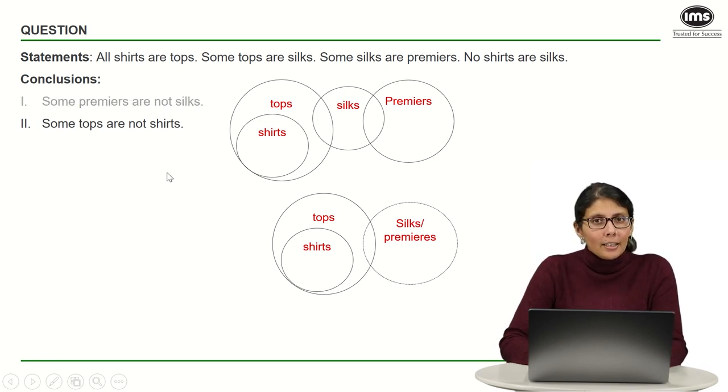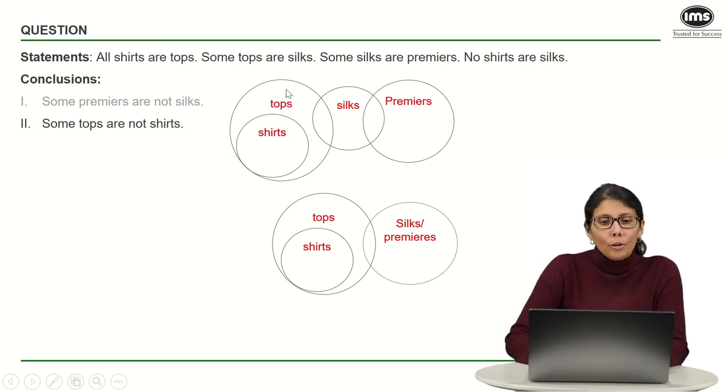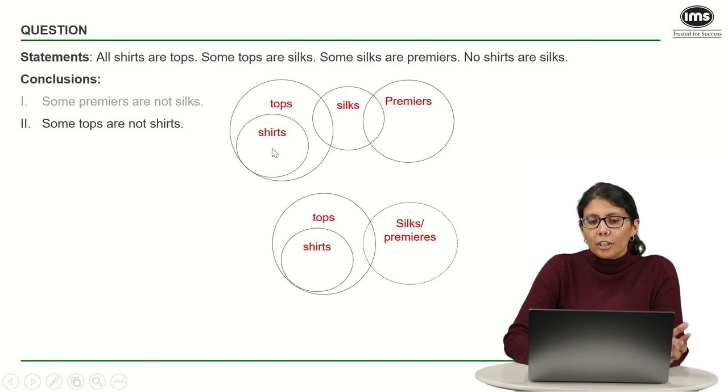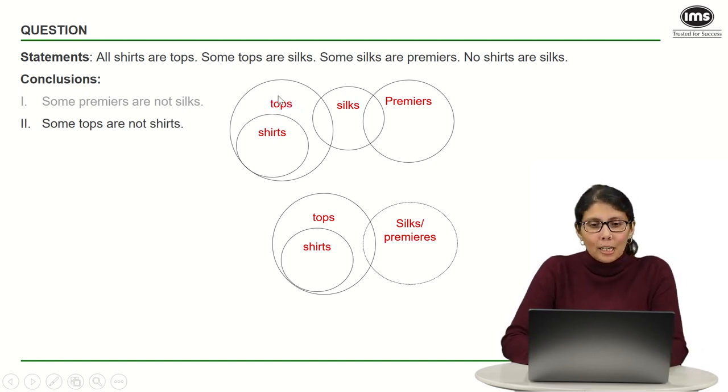Let's take a look at the second conclusion now. Some tops are not shirts. How do we know that? Some of you might say, oh, there are some tops which are not shirts because they seem to be outside the circle. But that's not how you're supposed to look at it.